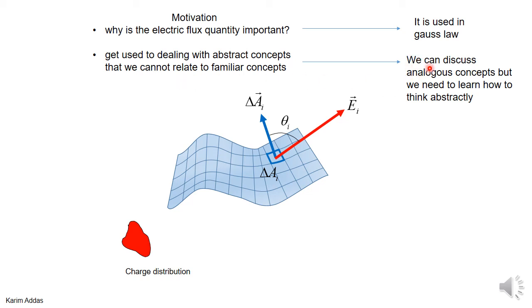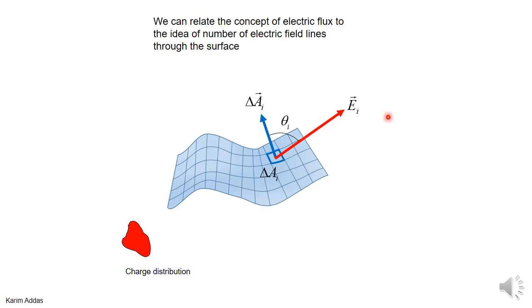As I mentioned, we can give an analogous situation where you have the current, for instance, through a surface. It has the same mathematical form as the quantity of the electric flux, but it's completely different. The electric flux does not really represent something particularly physical. It's a very abstract quantity. So you need to learn how to deal with abstract concepts. We can relate the concept of electric flux to the idea of number of electric field lines through the surface. And we'll do this in the next files. So this is kind of the closest we can come to giving an intuitive idea for the concept of electric flux.